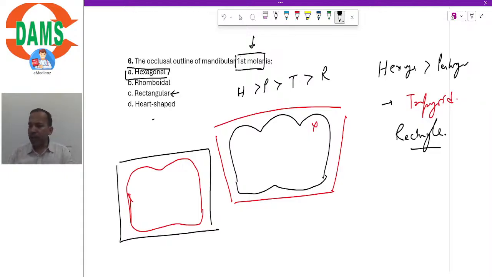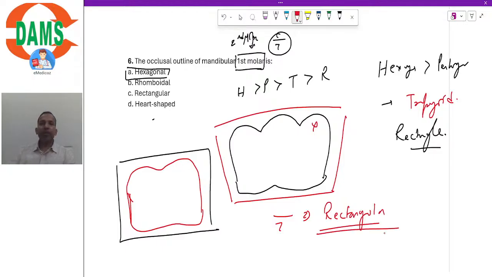Now instead of first molar, had this question been about second molar, then which of these options would you choose? अब इसमें से कौन सा ऑप्शन चूज करोगे अगर ये क्वेश्चन मैंडिबुलर सेकेंड मोलर के बारे में होता? तो अगर हम मैंडिबुलर सेकेंड मोलर की बात करें, since the mandibular second molar lacks the distal cusp, it will appear more rectangular, isn't it? So mandibular second molar will appear rectangular.